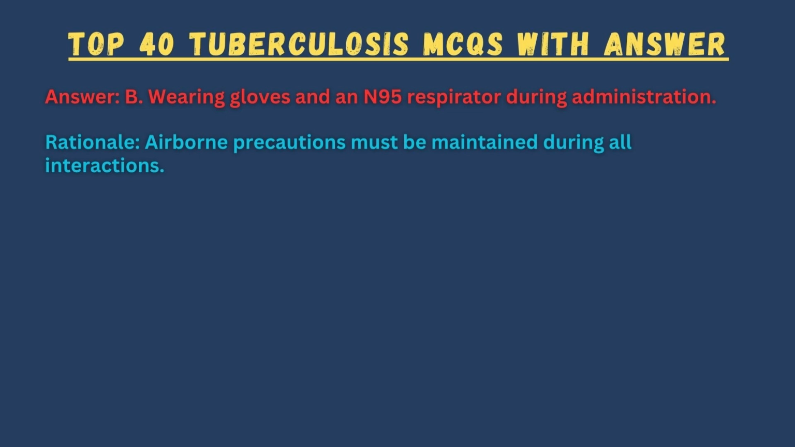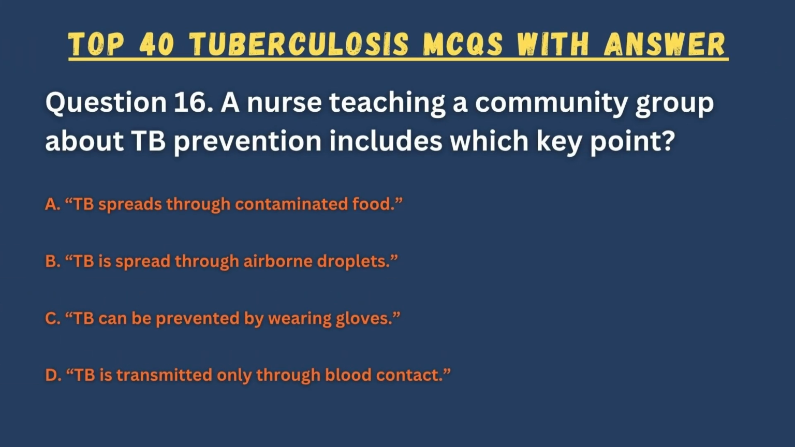Answer: B. Wearing gloves and an N95 respirator during administration. Rationale: airborne precautions must be maintained during all interactions. Question 16. A nurse teaching a community group about TB prevention includes which key point?